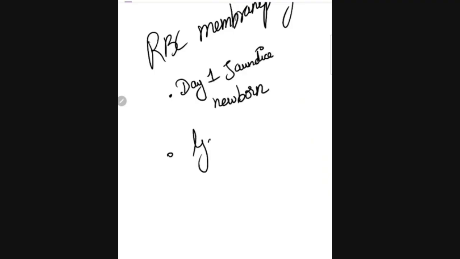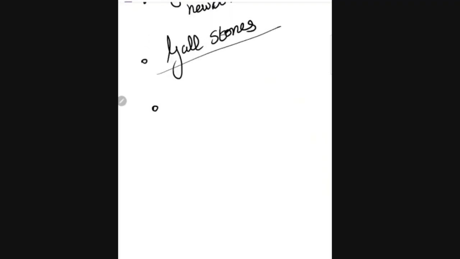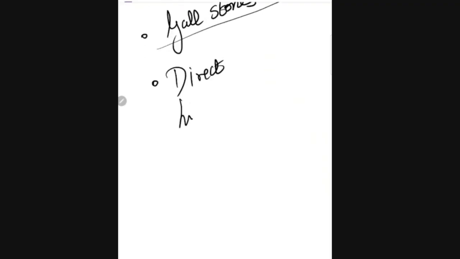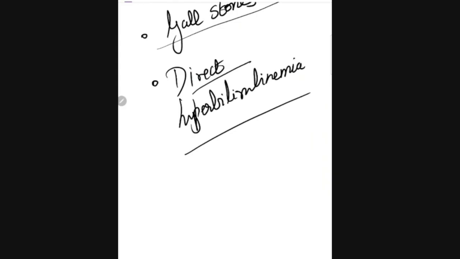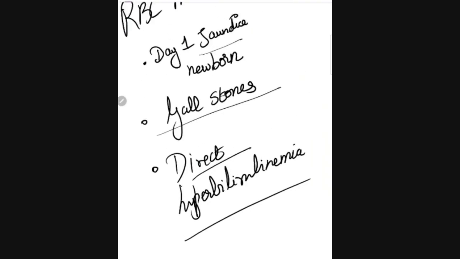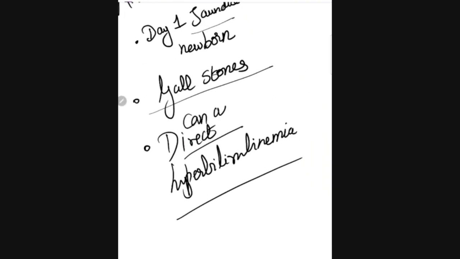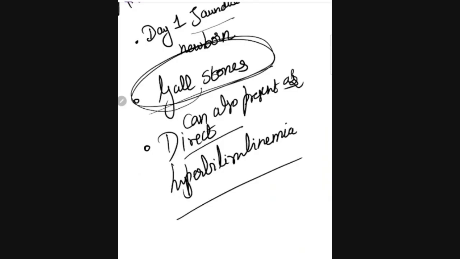So how can hereditary spherocytosis present? It can present as day 1 jaundice in a newborn, and as gallstones in a later age group. It can also present with direct hyperbilirubinemia if there is gallstone obstruction. Indirect hyperbilirubinemia is common, but direct can occur whenever there is obstruction due to gallstones. So in a pediatric case with gallstones, we always keep hereditary spherocytosis in the corner of our mind.